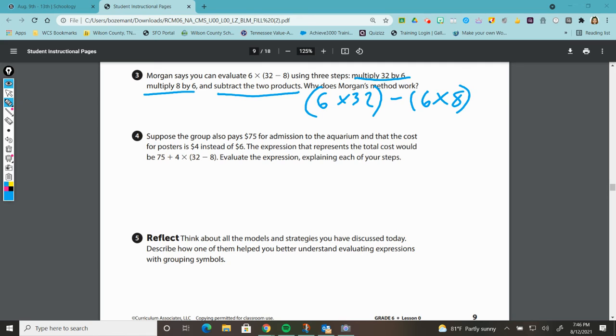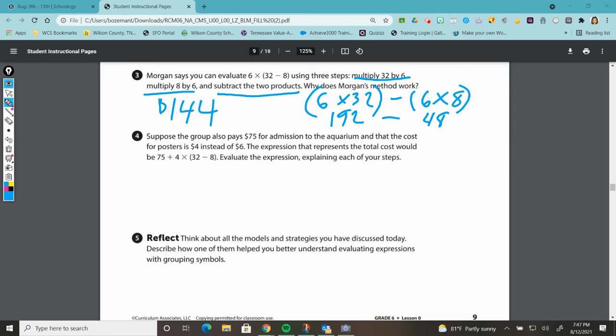From our previous problem, we know that 6 times 32 is 192. 6 times 8 would be 48. We are going to subtract those two. Again, take a moment to pause the video and subtract. Once you finish subtracting, you should get that same answer of $144 for the total cost.